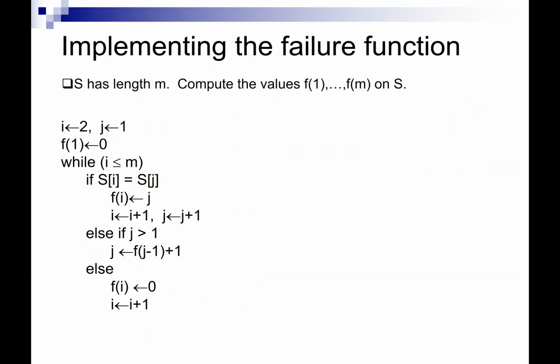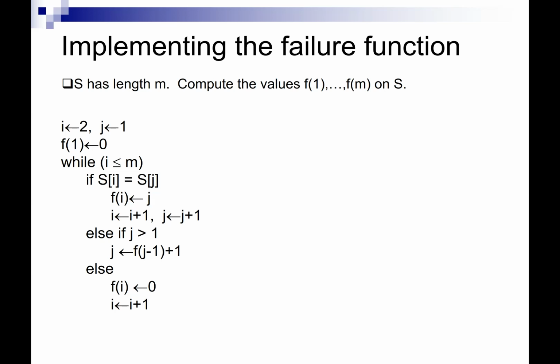Now the only thing we're left to do is that we didn't say how to implement the failure function yet. Previously we assumed that we had the failure function. So now we're going to show how to compute the failure function, and we're going to do this in order m time, where m is the length of the pattern. The pattern S has length m, and we're going to compute all m values of f on S. And this is the algorithm for doing this.